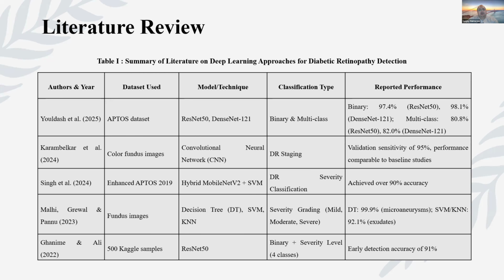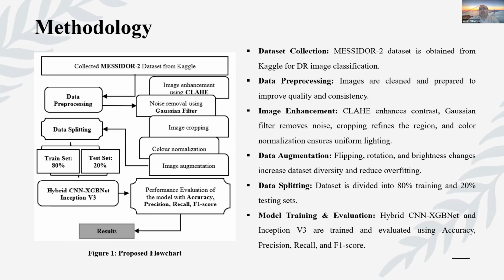Now I'm coming to the methodology I have used. My system follows a structured pipeline. First, I collect the Messidor-2 dataset for DR classification. Next, pre-processing is applied: CLAHE improves contrast, Gaussian filtering removes noise, cropping focuses on relevant retinal regions, and color normalization ensures consistency. Then I applied data augmentation techniques such as rotation, flipping, and brightness adjustment. The dataset is split into 80% training and 20% testing.